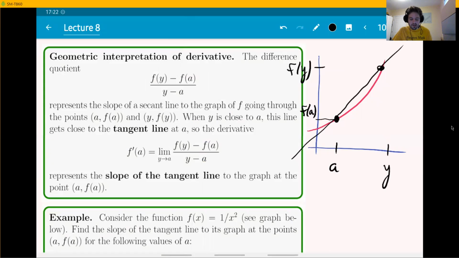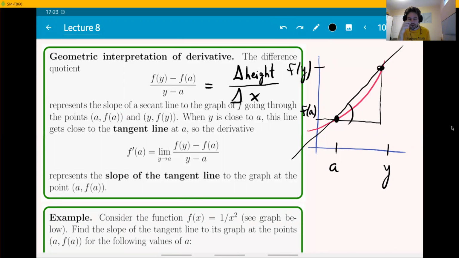This expression is the difference in y values. I should probably not call them y because I have a variable being called y already. So difference in height, let's say, divided by difference in x values, horizontal distance, right? F of y minus f of a is the height of this triangle right here. And y minus a is the base of this triangle. You're dividing one by the other. What does that give you? Slope of this line. Slope of the secant line connecting these 2 points right here, a f of a, y f of y right here.